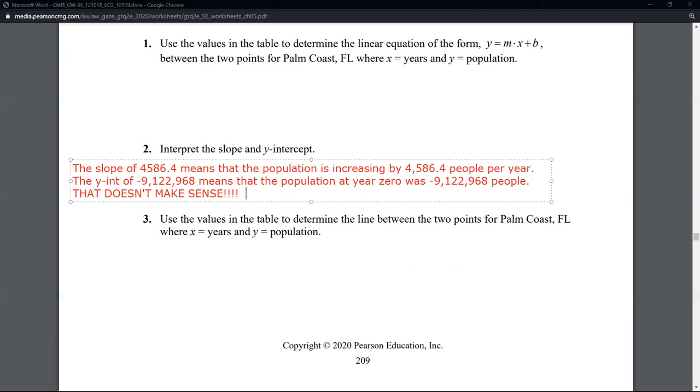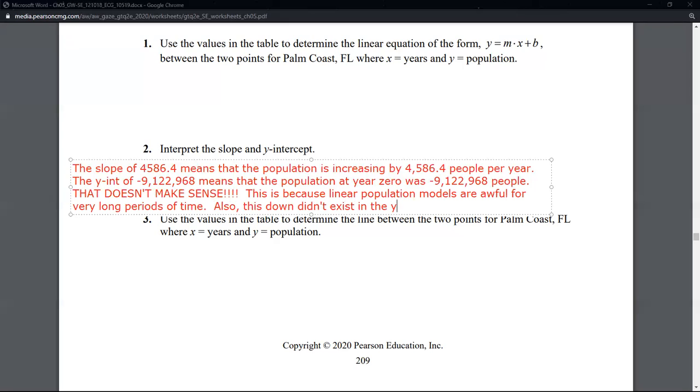So this does not make sense because linear population models are awful for very long periods of time. On top of that, Palm Coast, Florida didn't even exist. It would not make sense to model a population any year before it actually existed. That's like going into negative years for that region. So also, this town didn't exist in the year 0. Can't model that way.